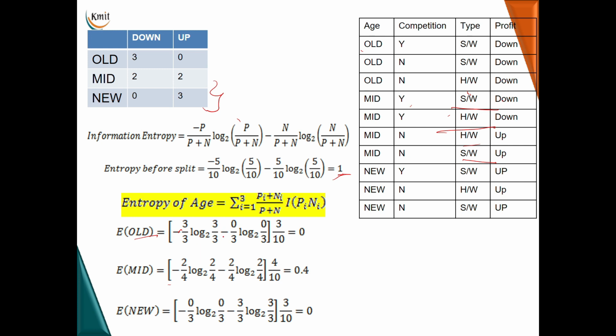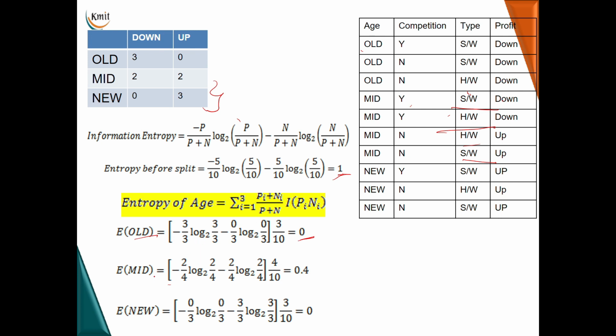3 by 3 log base 2 of 3 by 3, minus, do I have any ups? No, so 0 by 3 log base 2 of 0 by 3, into 3 by 10. This gives 0. I'm using this formula. Here 3 is your downs. Why is it 0 here? Because I don't have any ups here. P plus N is 3 plus 0, which is 3. The same thing is applicable here.